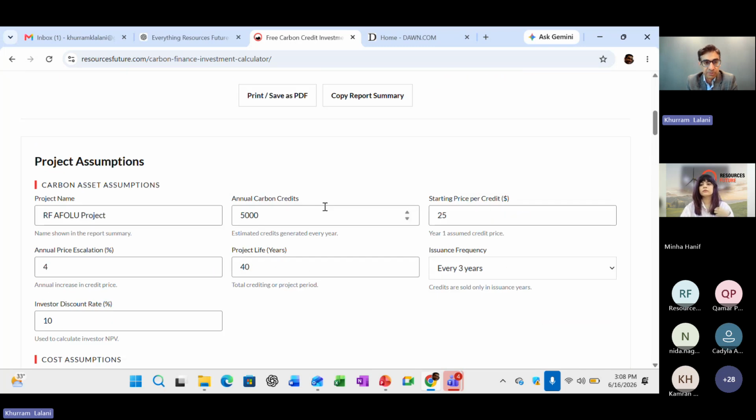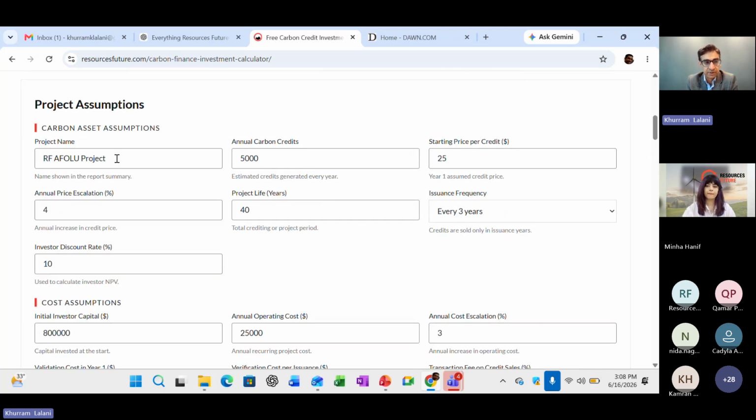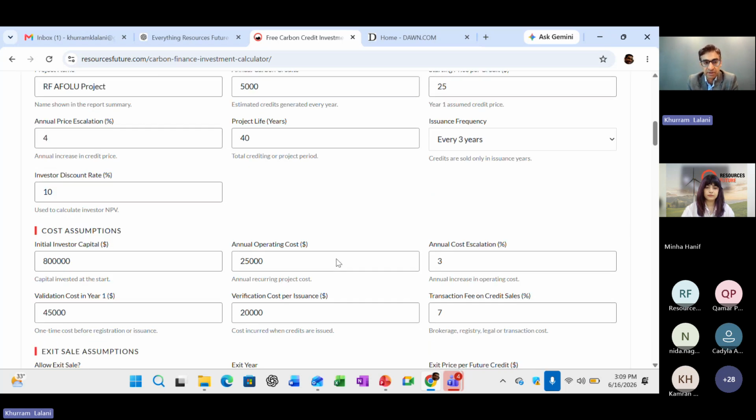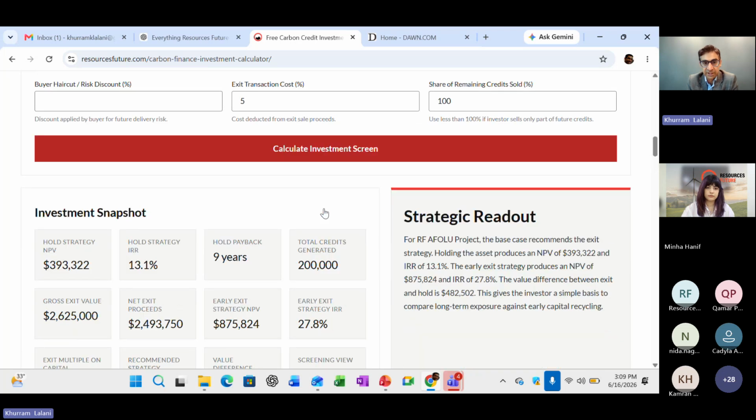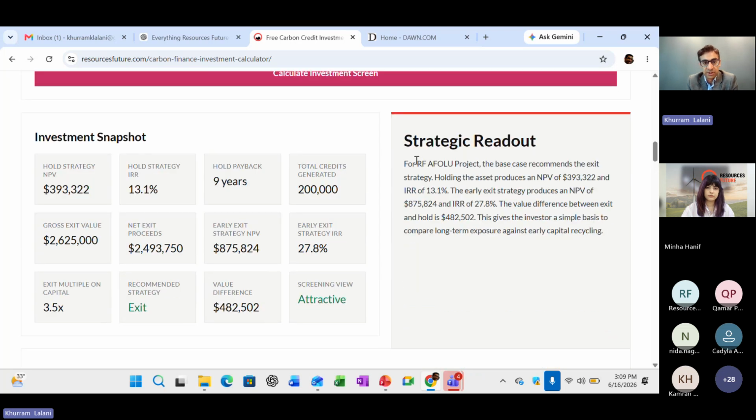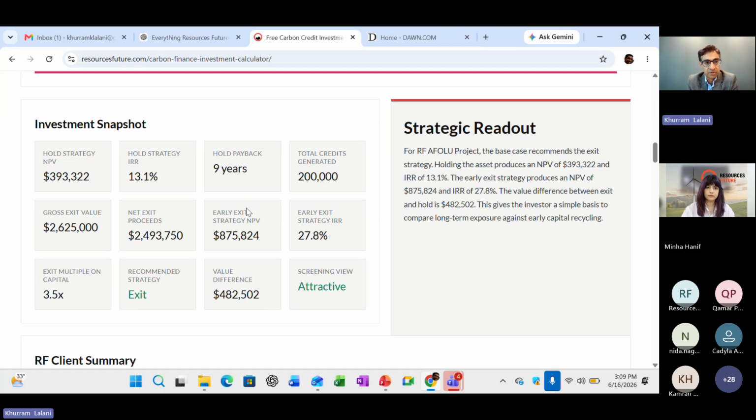So let's review the assumptions. This is RF FLU project, 5,000 annual carbon credit. Starting price is 25. Annual price escalation is 4. Project life is 40 years. Issuance frequency is every 3 years. And if I calculate investment screen, now this is what it tells me.